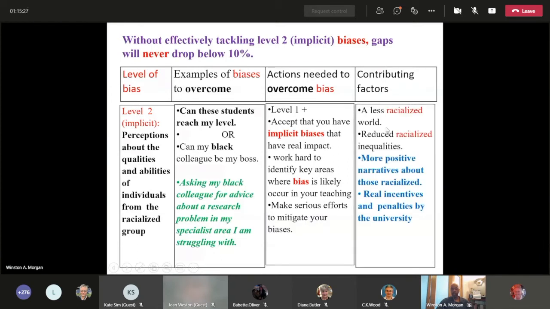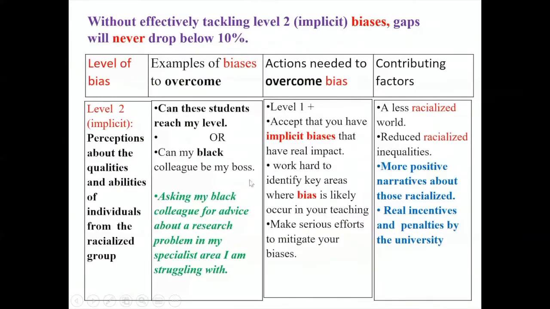And contributing factors, again, it's becoming easier because we live in this racialized world, which is both a problem and a solution. And to a certain extent, over time, we're seeing reduced racialized inequalities. And there are more positive narratives about those racialized in a negative way. And another thing is there are real incentives and penalties by universities to overcome these biases. But it's really these level 2 biases that are going to impact on the awarding gap.